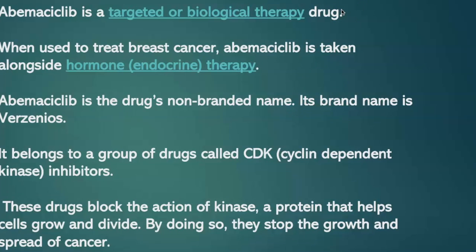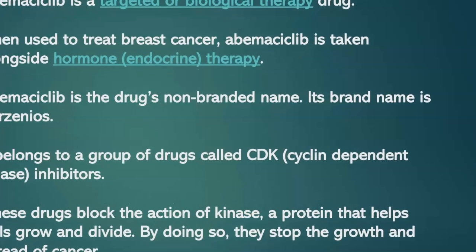Abemaciclib is targeted to a specific abnormality in the tumor. It is used alongside hormone or endocrine therapy, and the brand name is Verzenio. And this again is a CDK inhibitor. It's a growth inhibitor. And they block the action of this enzyme called kinase, which stimulates the cells to grow and divide. So again, you're going to be getting a two-pronged approach to derail the growth of an invasive cancer.